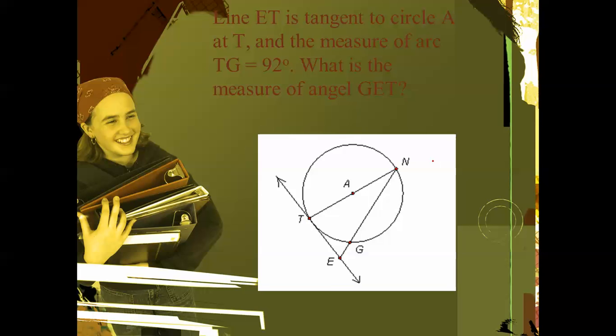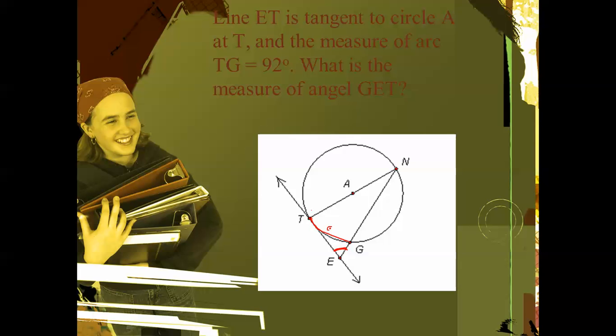Right, this one says line ET is tangent to circle A at T, and the measure of arc TG is 92 degrees. What is the measure of angle GET? All right, so we're wanting this angle measure right here. All right, so it tells us that the measure of arc TG, right here, is 92 degrees.